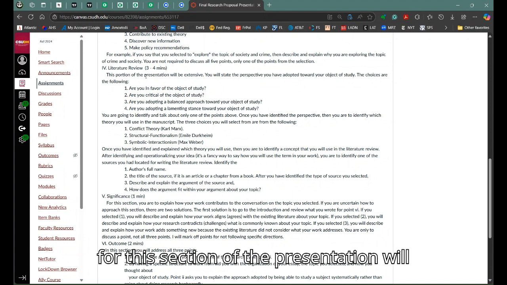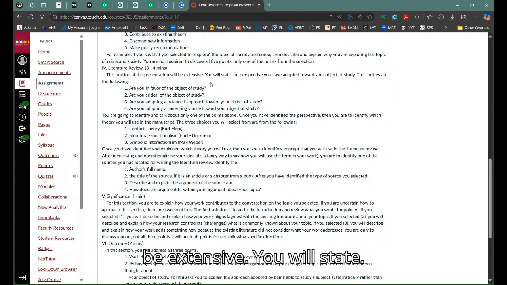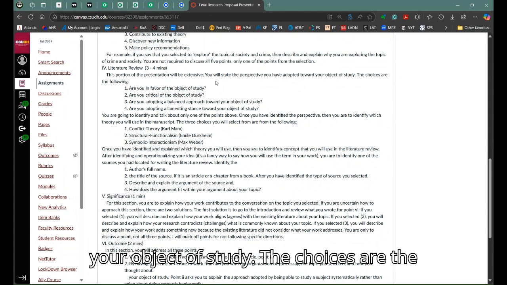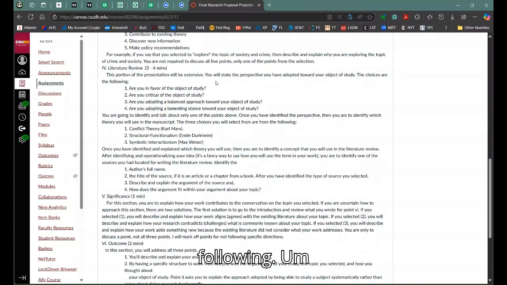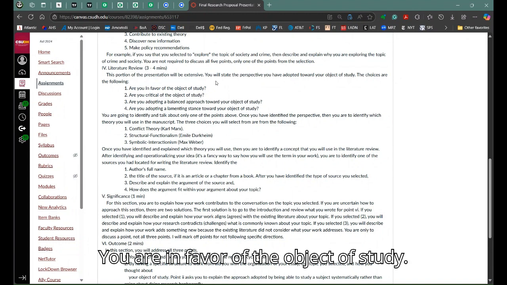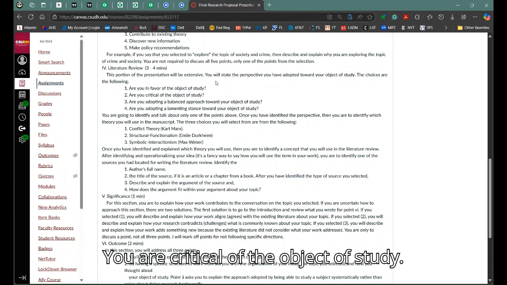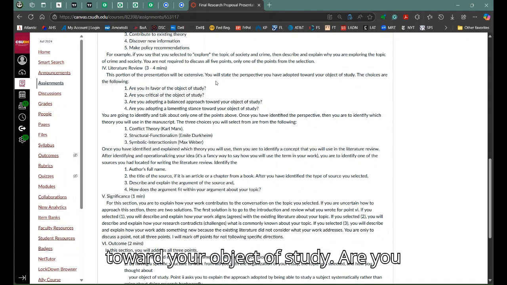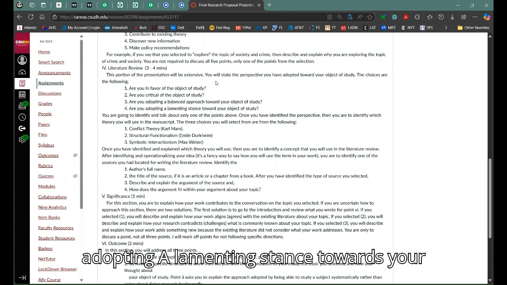So this section of the presentation will be extensive. You will state the perspective you have adopted toward your object of study. The choices are the following. You are in favor of the object of study, you are critical of the object of study, you are adopting a balanced approach toward your object of study, or are you adopting a lamenting stance towards your object of study?